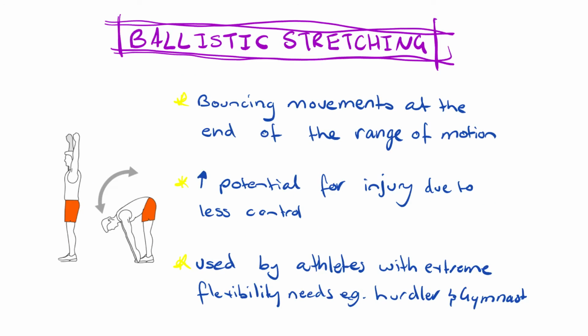The second type of stretching, ballistic stretching, involves the use of bouncing movements at the end of the range of motion to enhance the extent of the stretch. Because this allows for movement, there's an increased potential for injury due to less control over the body during this stretching. And this type of stretching is used by athletes with extreme flexibility needs. So for example, hurdlers or gymnasts.